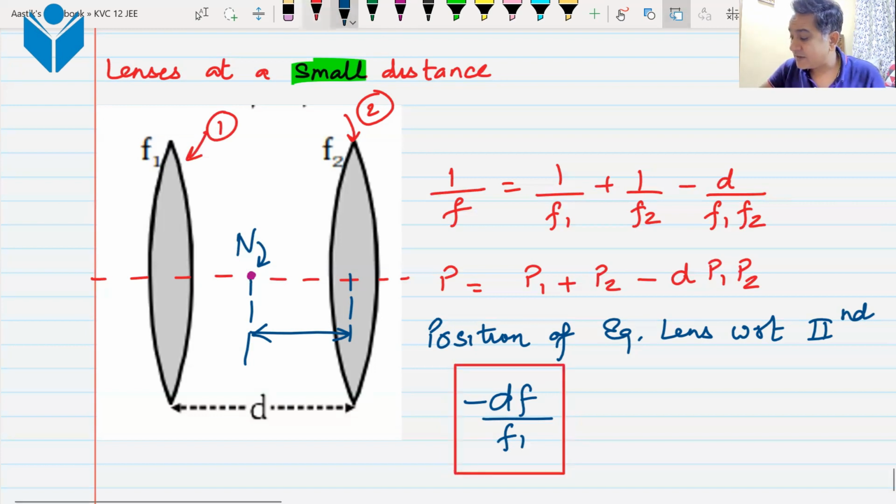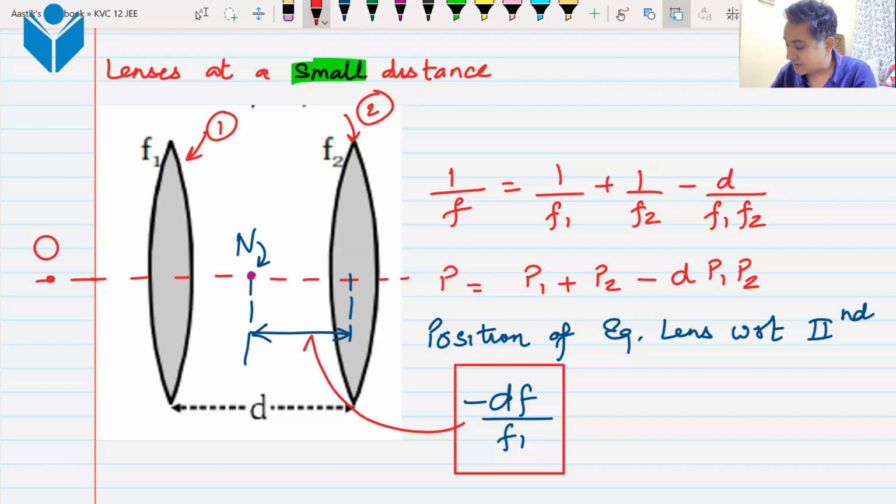So here I have imagined that the object is kept here in this question. The first lens is the front one, the second lens is the back one, then this would be the distance. Do we understand this? The minus sign indicates that it will be opposite to the direction of your incident ray. I'll give you 1 minute to note this down.